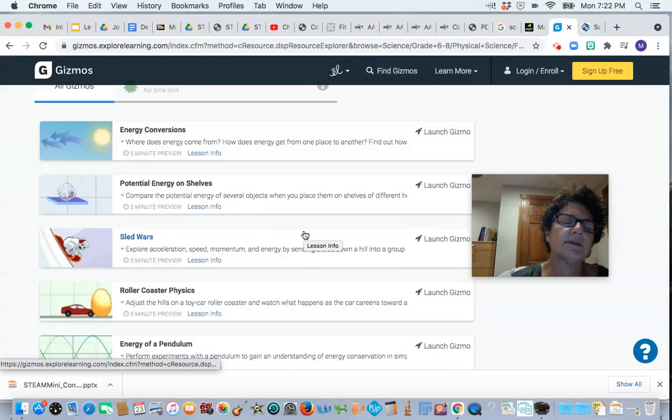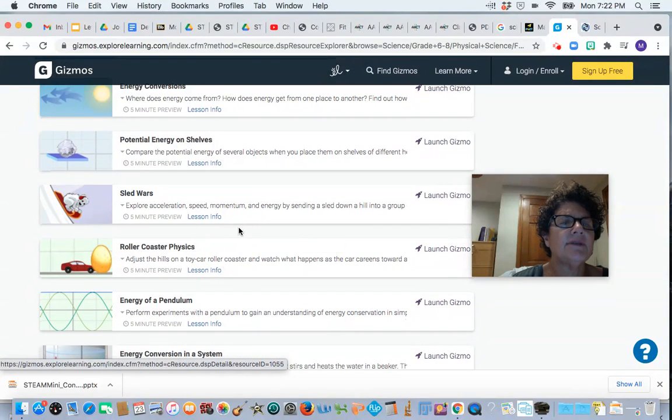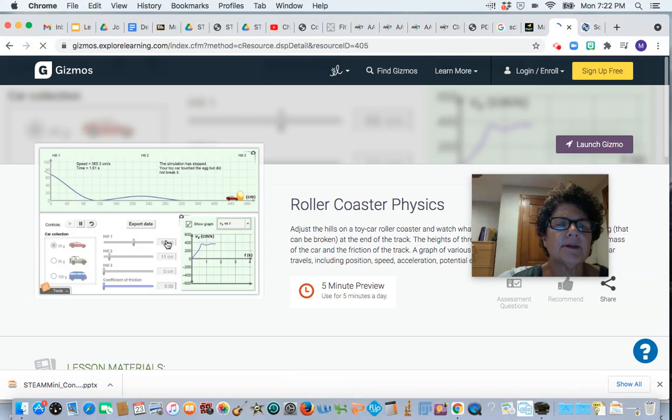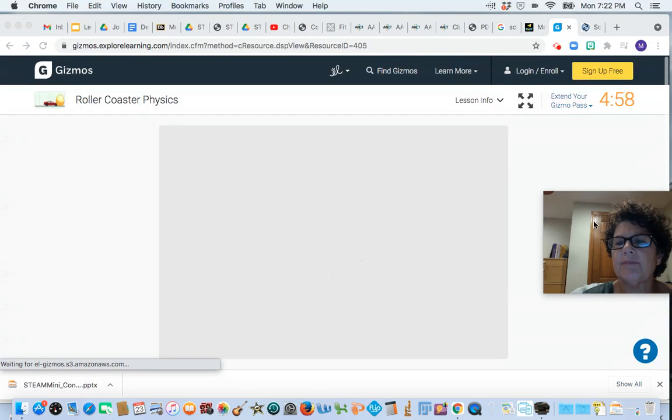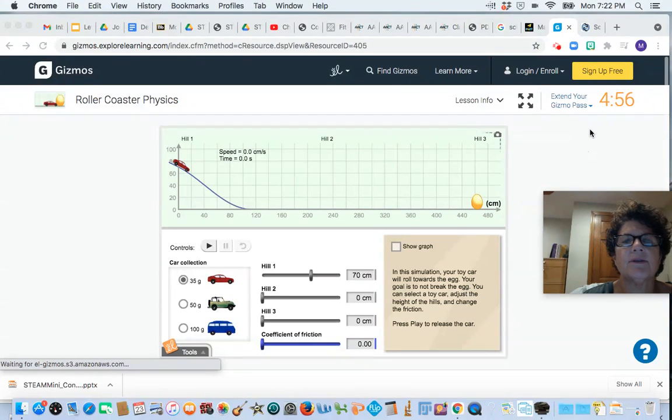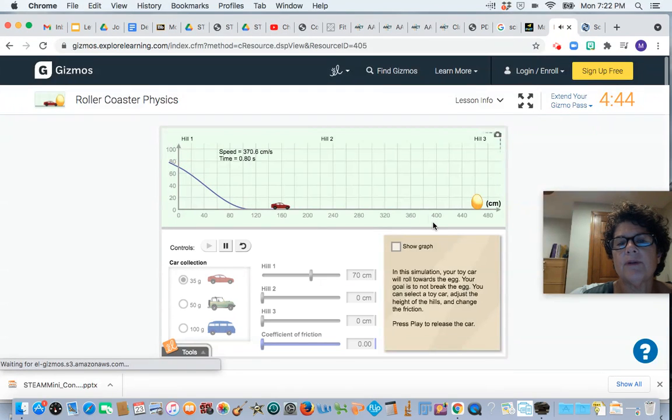Okay, so it's kinetic and potential energy. I've done roller coaster physics and sled wars. They're both very similar. Now notice you only get a 5-minute preview of these. Again, same kind of thing. My independent variable could be the mass of the car. And the dependent variable here is, do I have enough energy to break that egg?